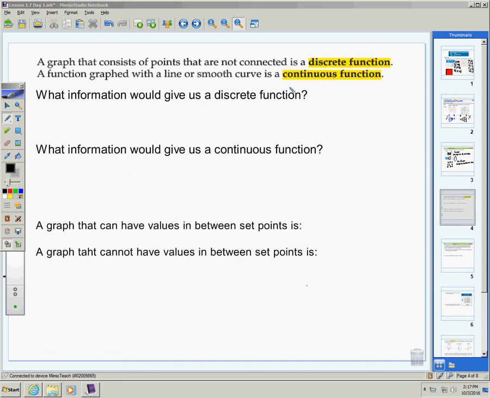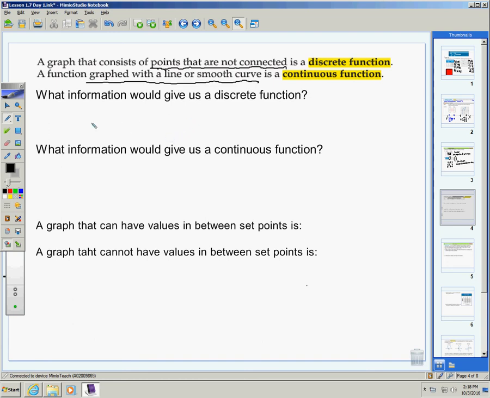Discrete versus continuous functions. The big thing for discrete functions is points that are not connected. A graph that consists of points that are not connected is discrete, and a function graphed with a line or a smooth curve would give us a continuous function. And let's think about what information would give us a discrete function.